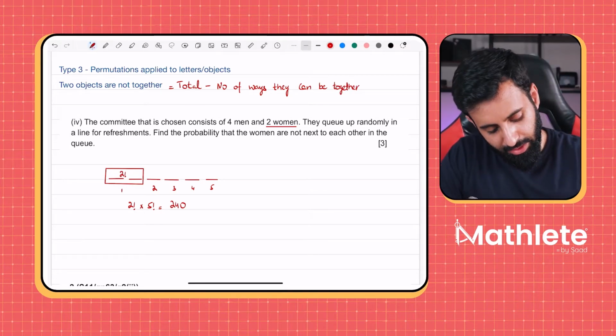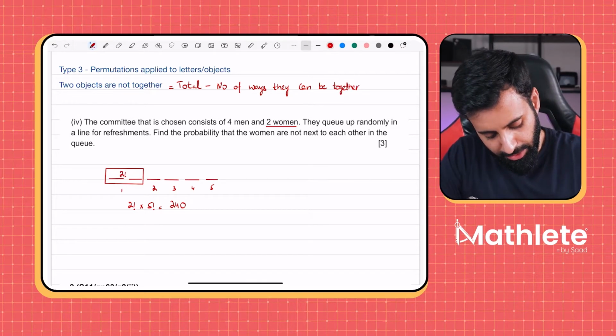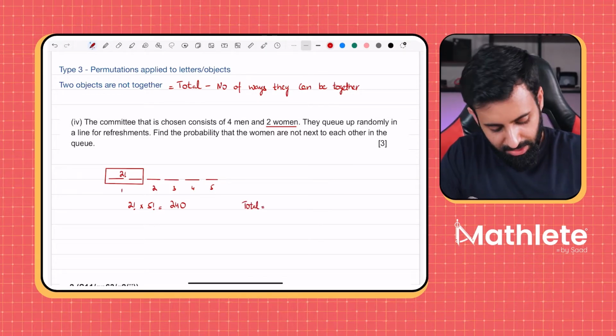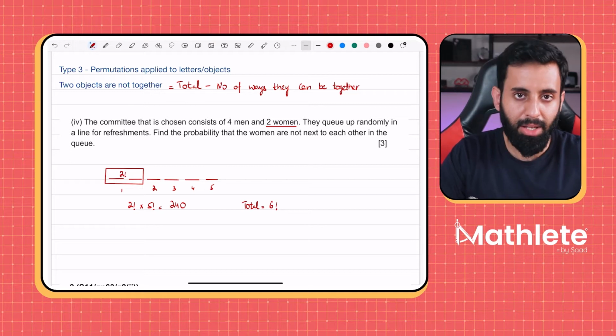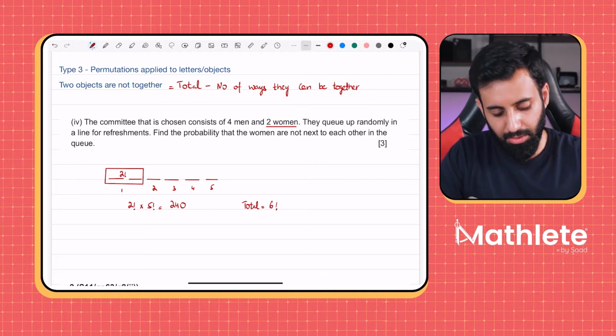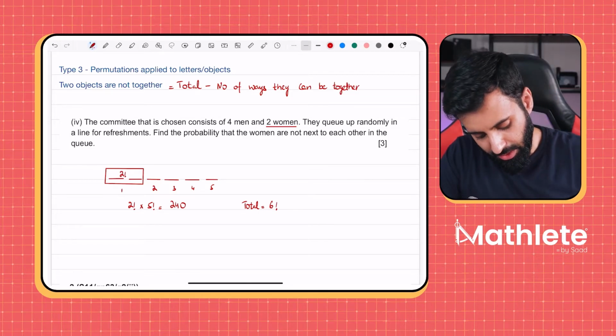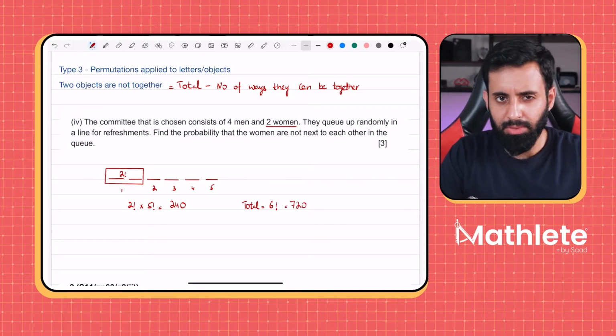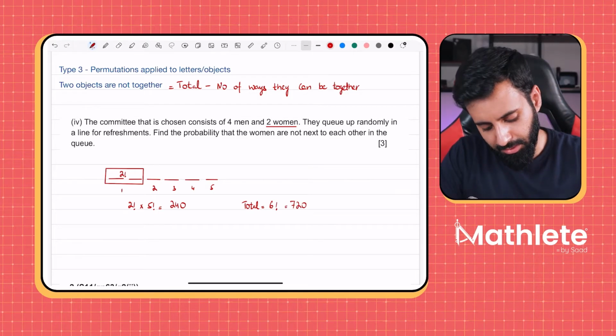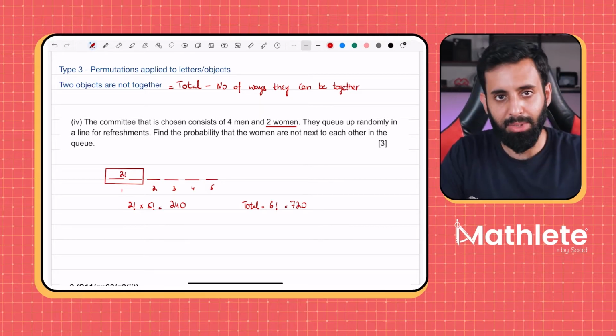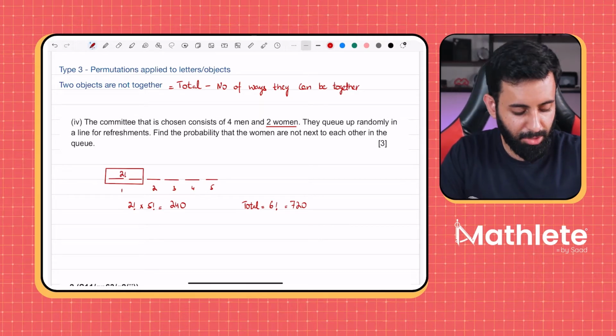Okay, so let's find out the total number of ways. If I want to work out the total number of ways, we can do that on the side. So the total would simply be 6 factorial, because we have 6 people. How many ways can you arrange 6 people? That is simply 6 factorial. We don't have to worry about repetitions or anything. So that is equal to 720. So another way that you can do it, since we have to work out probability, you can find out the probability that they are next to each other and subtract that from the total, which is 1 in case of probability.